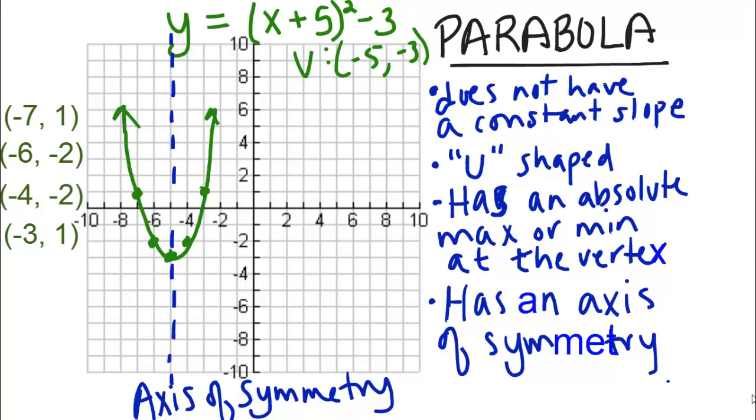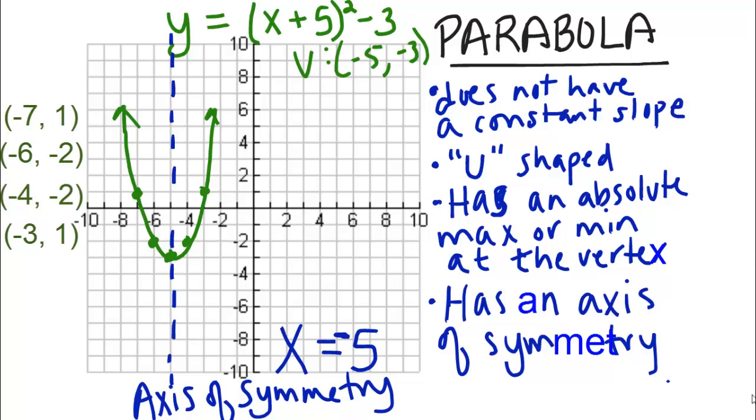It's a vertical line, and it's going through the x value of -5. In fact, any point along that dotted line will have an x coordinate of -5. So the equation for the axis of symmetry is x equals -5. The axis of symmetry will always pass through the vertex because that's the point around which it's symmetric.